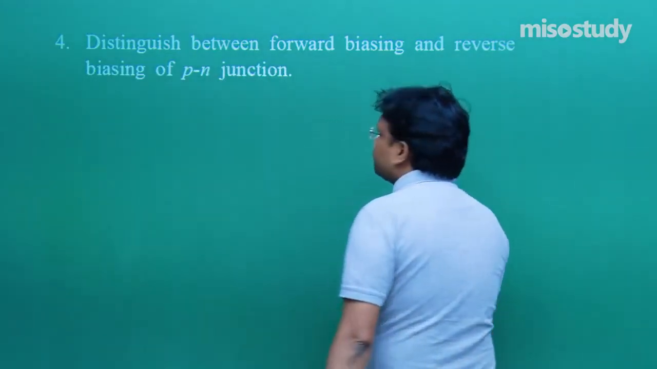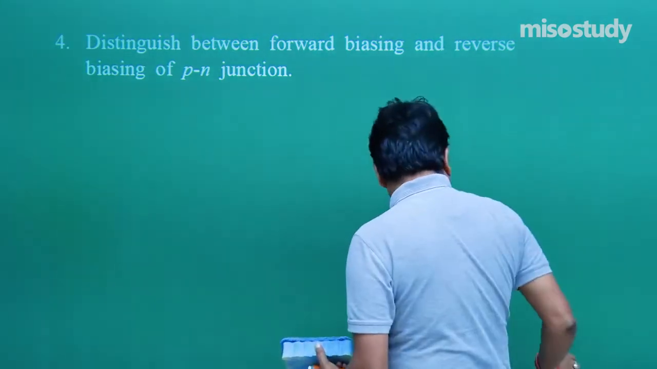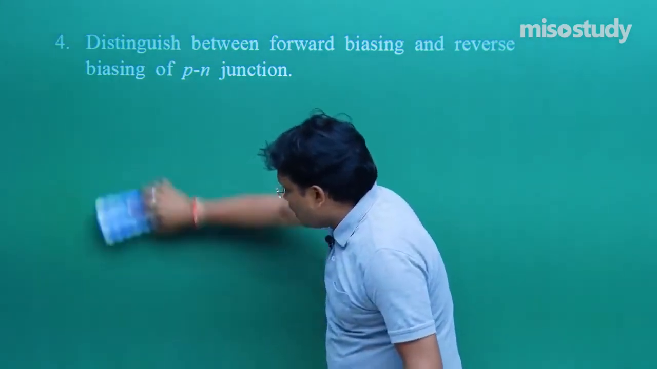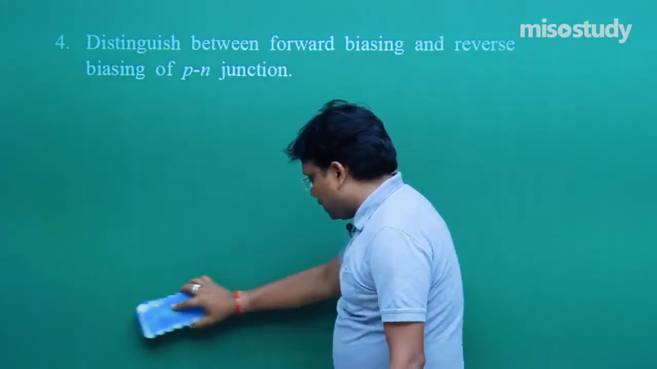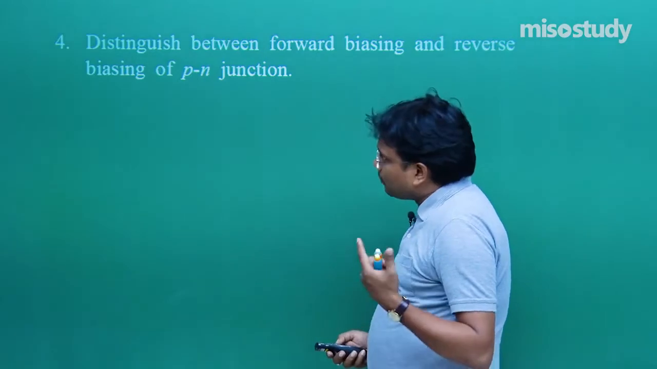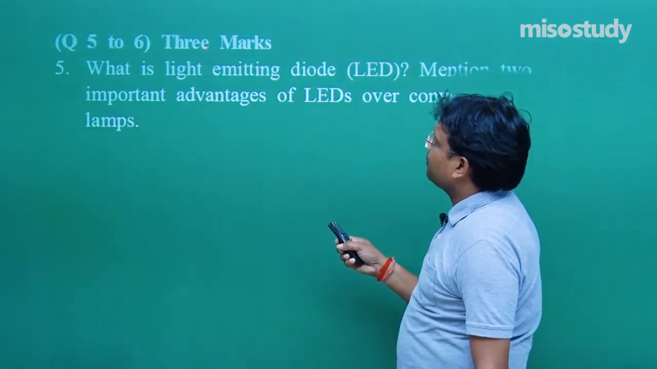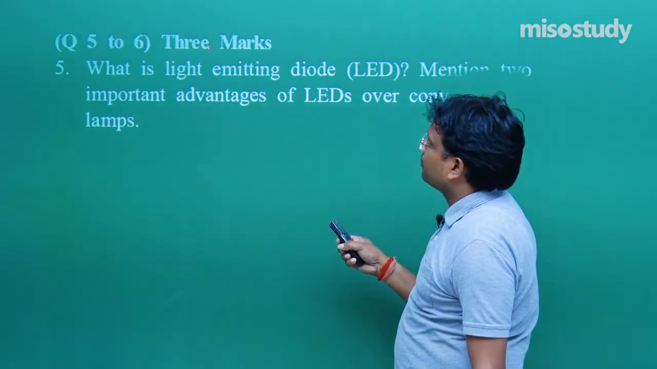Then comes question number 5. Before jumping onto the questions, it is my request to all of you, please read the instructions, I mean find out which question is for which marks. So, here question 5 and 6 are for 3 marks.